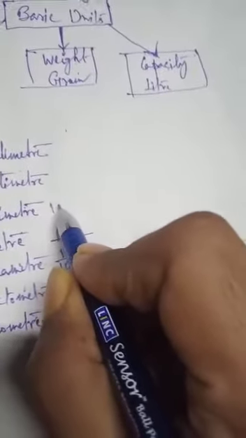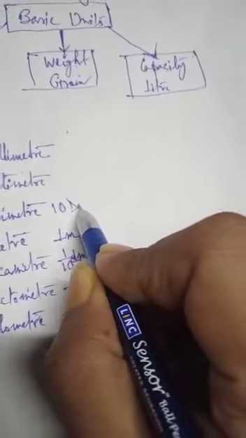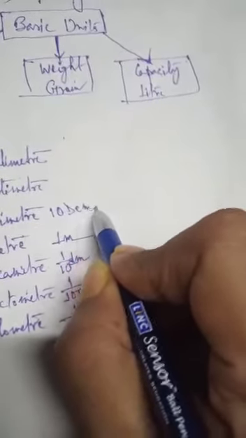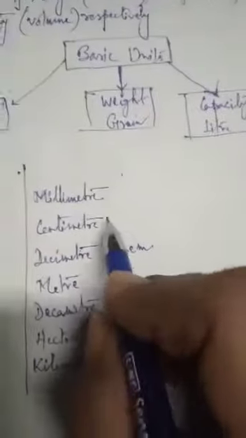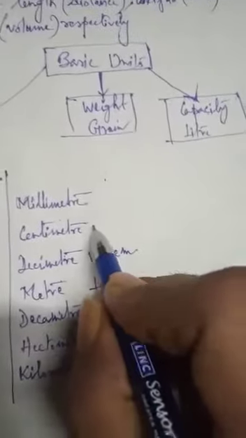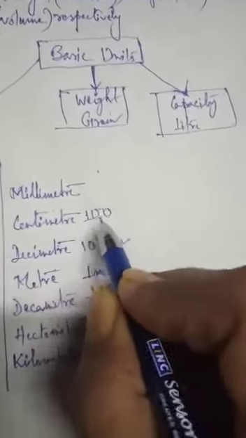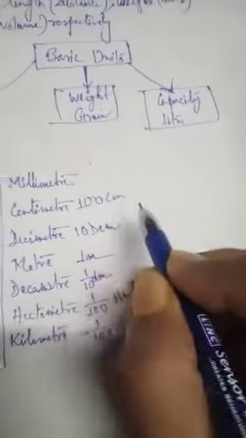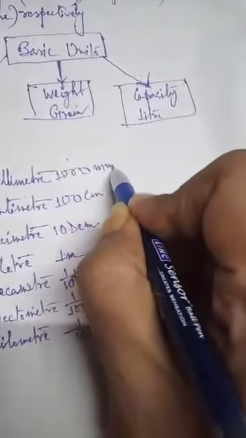If we go upward from meter, then we write decimeter. In case of decimeter, it will be 10 decimeter. If we go again upward, then it will be centimeter. That means 1 meter equals 100 centimeter. We go again upward, then it will be 1000 millimeter.